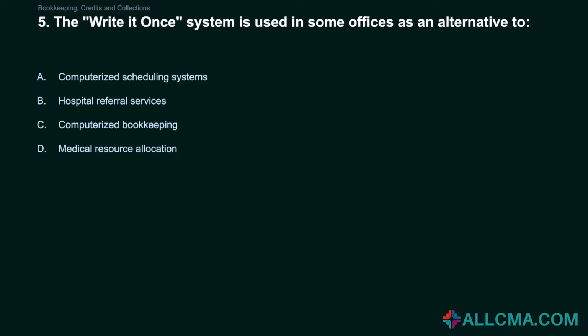5. The Write It Once system is used in some offices as an alternative to A. Computerized scheduling systems. B. Hospital referral services. C. Computerized bookkeeping. D. Medical resource allocation. Correct answer, C. Computerized bookkeeping.